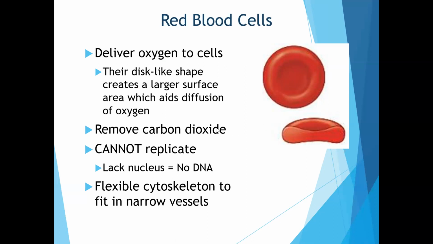Of course they have to remove carbon dioxide. That's a big part. They cannot replicate. So our red blood cells, once they're a red blood cell, that's it. They don't divide further down the line. They don't have a nucleus and they don't have DNA, so that takes replication out of the equation. And as we said, they have that flexible cytoskeleton to help them fit through our narrow vessels.